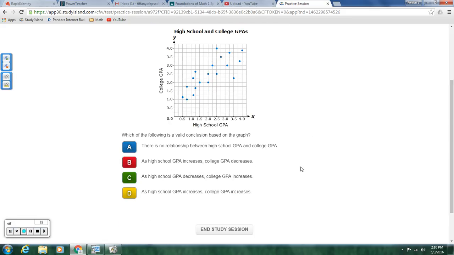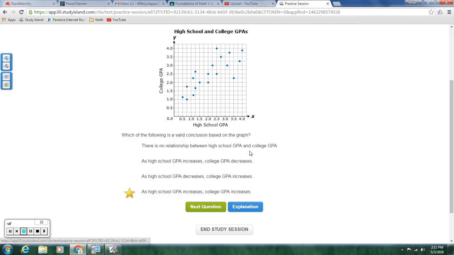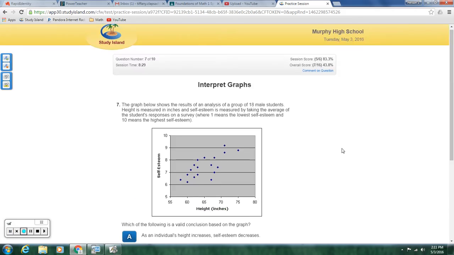Alright. Now again, high school GPAs and college GPAs. So what kind of correlation is this? Positive. As one goes up, the other goes up. See anything that's a positive? An increase and an increase? D. How easy was that one? All by knowing what correlation meant.